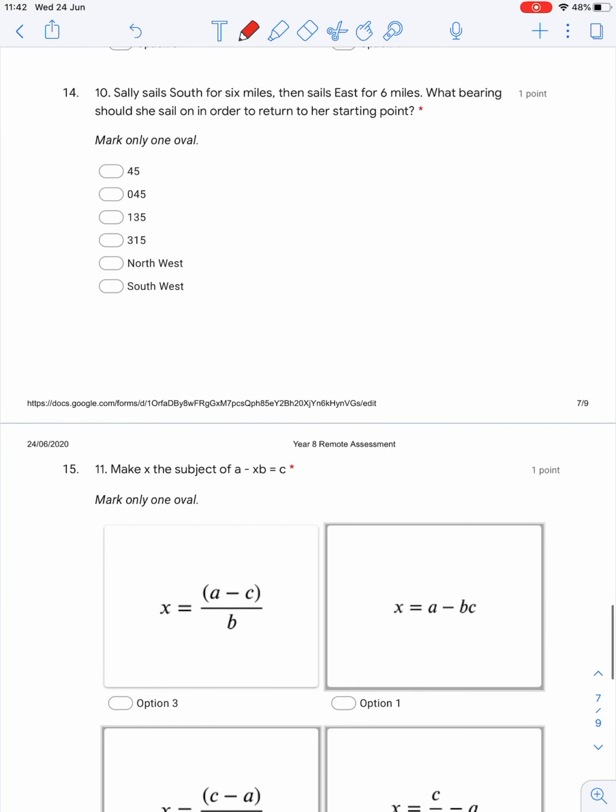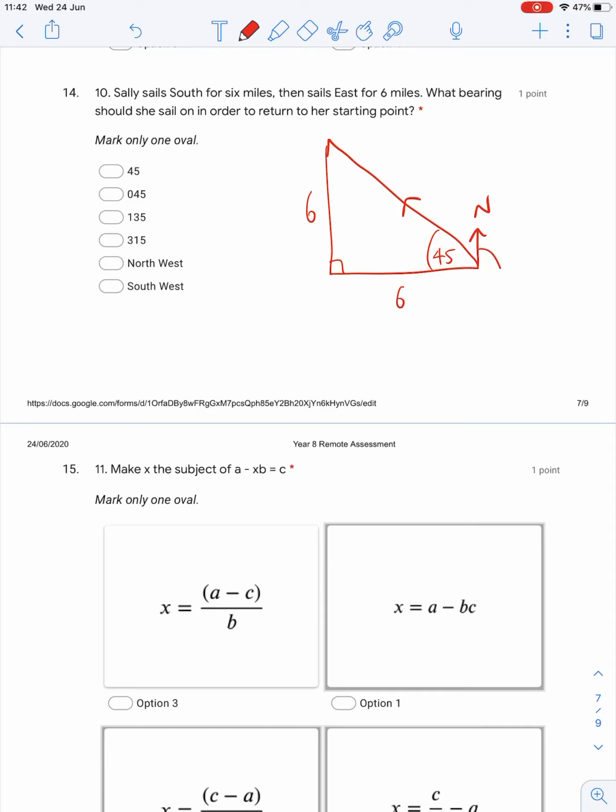Next one, Sally sails south for 6 miles. Bit of alliteration for you there. So she goes south for 6, then she goes east for 6, and then if she wants to get back to where she started, she has to head that way. Let's put a north in. 6 and 6, it's half a square, so that must be 45 degrees.